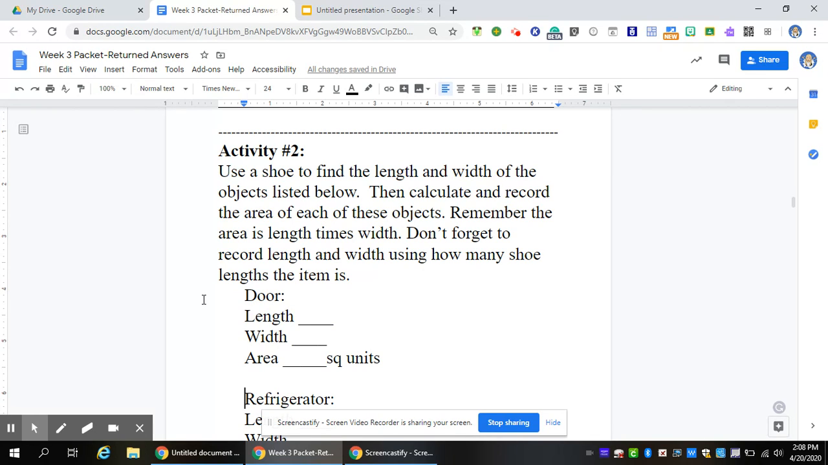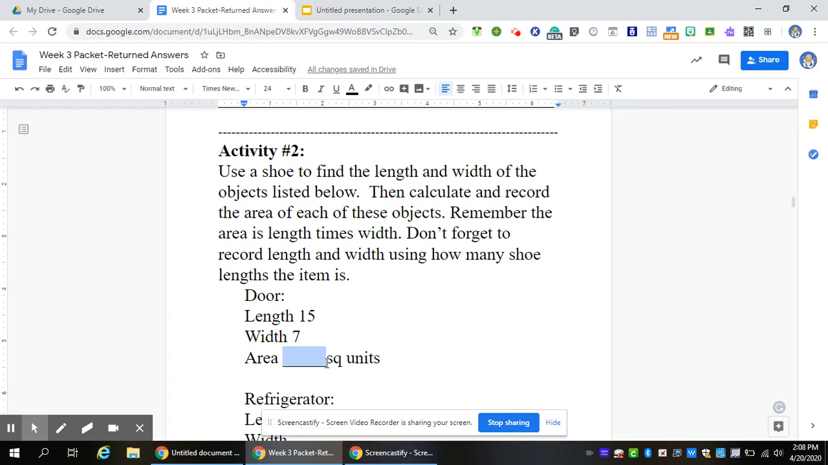Then they would calculate and record the area of each of the objects. Remember, the area is length times width. Don't forget to record the length and width using how many shoe lengths the item is. So let's just say that the door had a length of 15 shoes and had a width of 7 shoes. They would have to multiply 15 times 7.